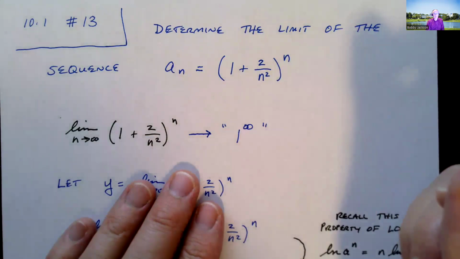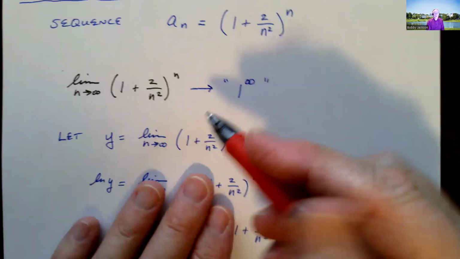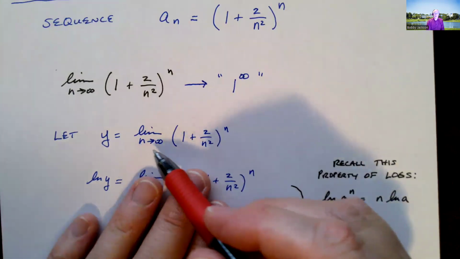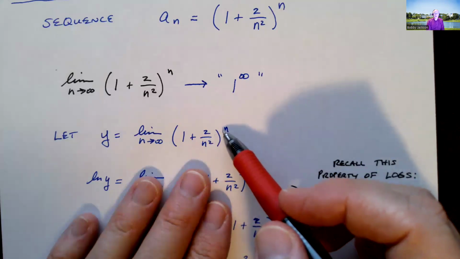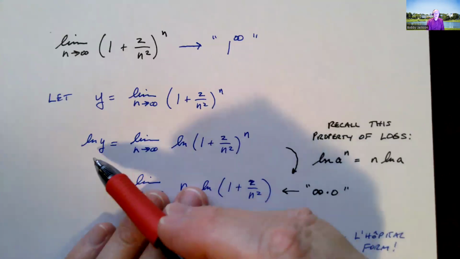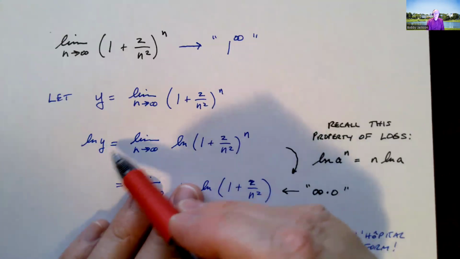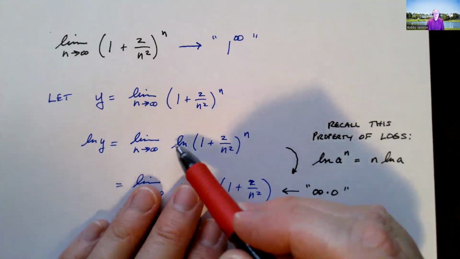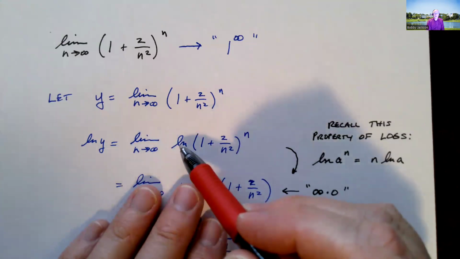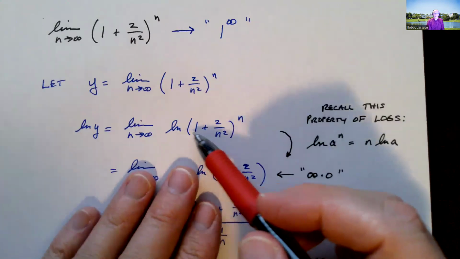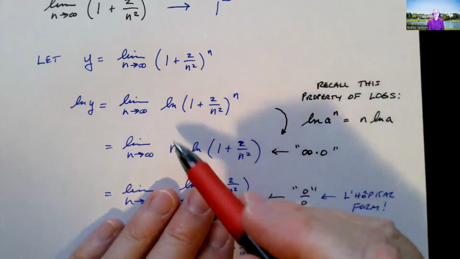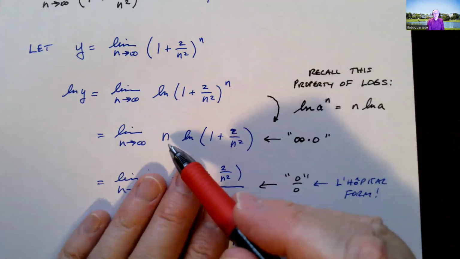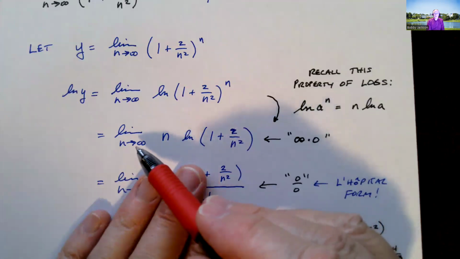All right, so the way I'm going to do this is I'm going to let y be the limit we're looking for. And to really deal with that exponent, I'm going to use logarithm, right? Take the natural log of y. I can push the natural log through the limit because it's continuous on its domain. And then I'm going to make use of this property of logarithms to bring the exponent down in front of this expression.